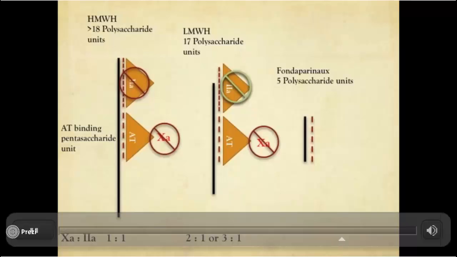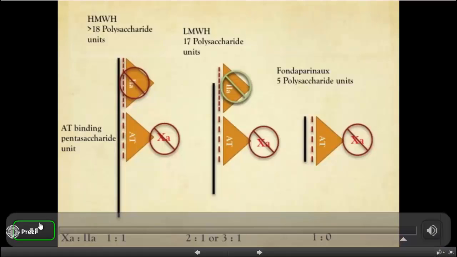Fondaparinux is a synthetic pentasaccharide of the antithrombin binding site so that it binds only the antithrombin, and finally inhibits only factor 10A activity. As it is too short and binds only antithrombin and inhibits the factor 10A activity, the ratio of inhibition of factor 10A to factor 2A activity is 1:0.